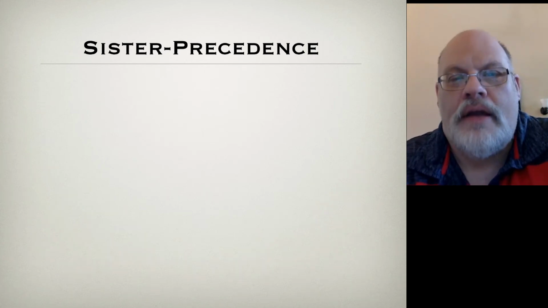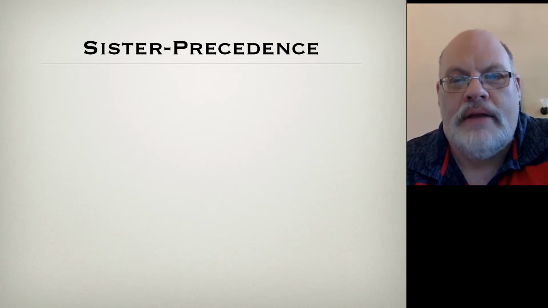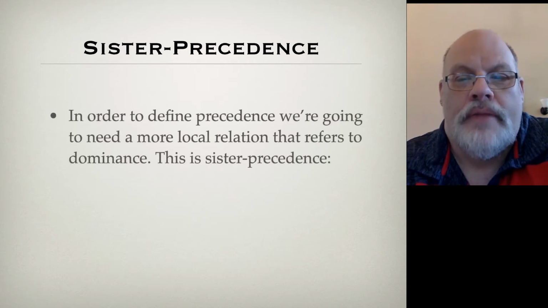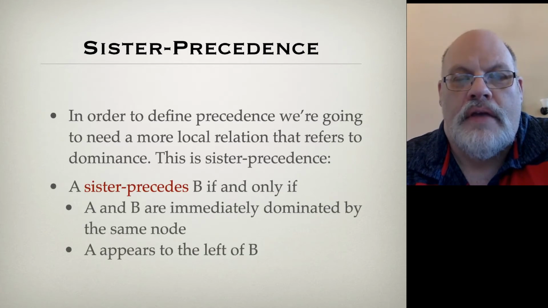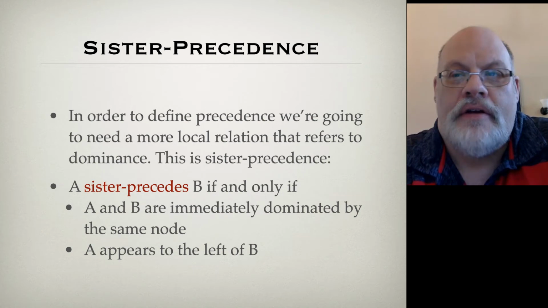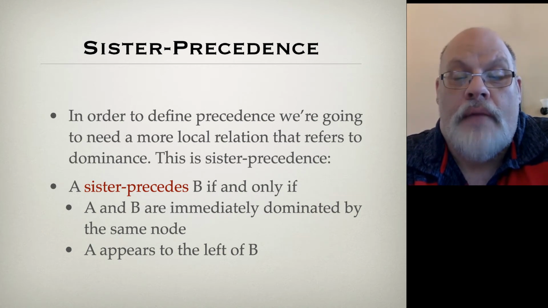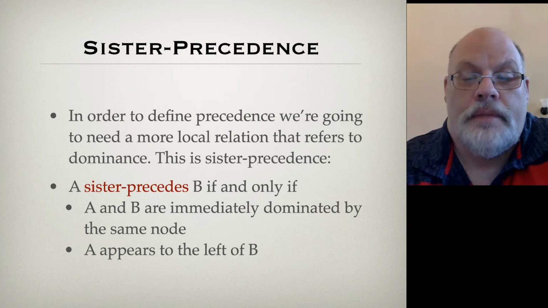We're going to talk about a particular kind of precedence. This is precedence that happens only within immediate domination relationships. So we define sister precedence as a relationship between two nodes that are immediately dominated by another, that is, they're sisters. If one appears to the left of the other, then they're in a sister precedence relationship.